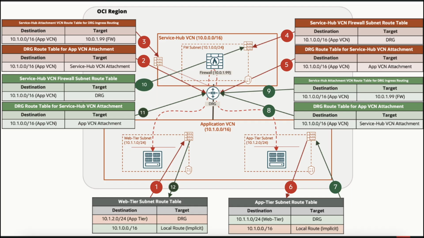After inspection, the firewall forwards return traffic to the DRG via its subnet route table. The DRG route table on the service hub VCN attachment forwards traffic to the app VCN attachment. The app VCN attachment uses the VCN route table for DRG ingress routing to deliver the return traffic to the VM on the web tier subnet.